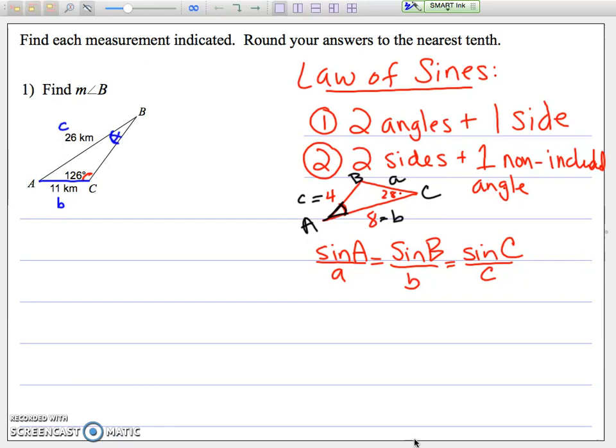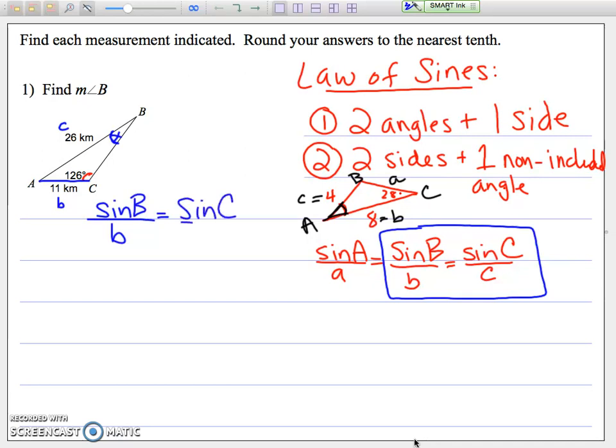So how do I do that? Well, I know c and I know b. So I'm going to set up this proportion right here. I'm going to say the sine of B over b equals the sine of C over little c. The sine of B is what I don't know, so I'm going to leave that there. Side length b is 11 kilometers. This is the sine of 126 over 26.